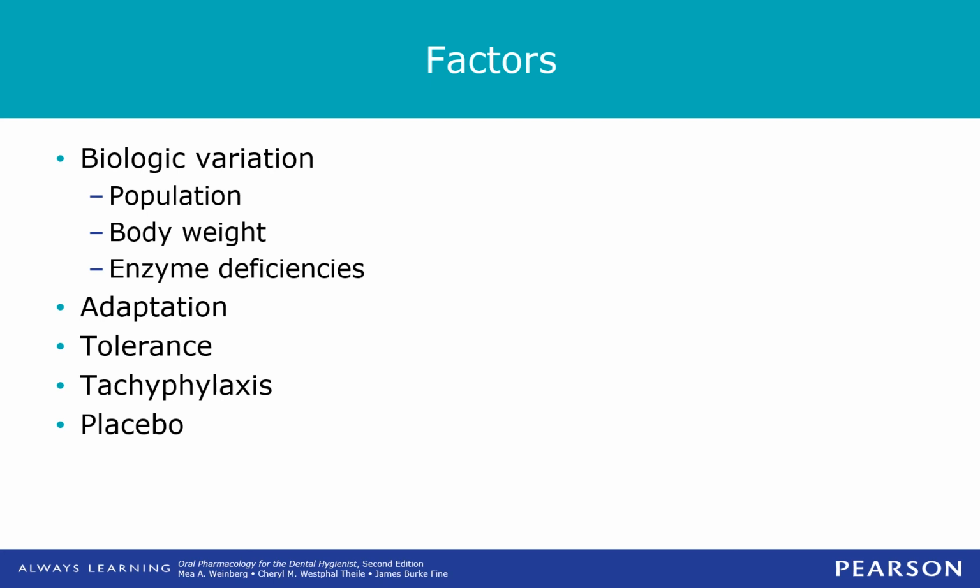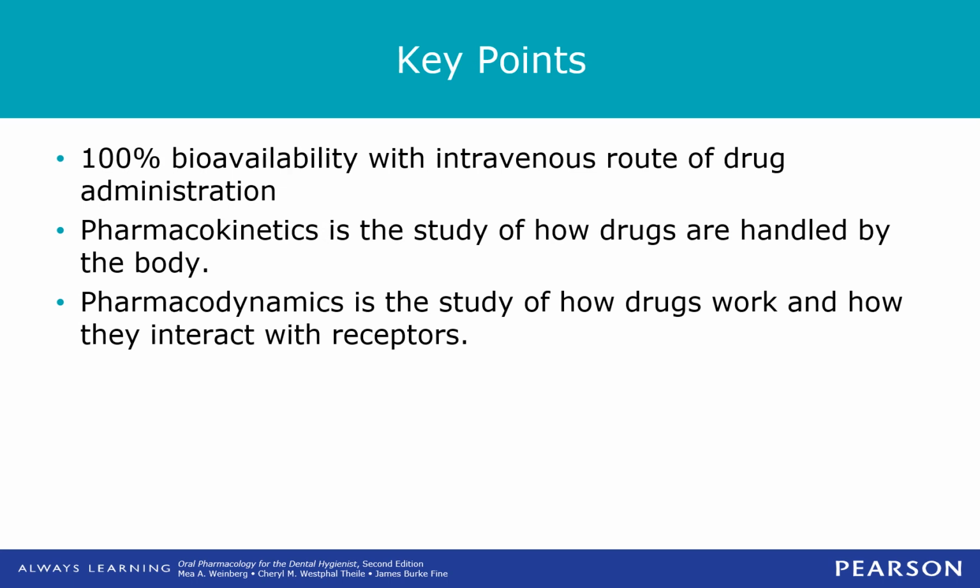Factors that affect it are biologic variations such as population, body weight, enzyme deficiency, adaptation factors, tachyphylaxis, and a placebo. What are some of the key points of this particular chapter? 100% bioavailability with IV routes of drug administration.